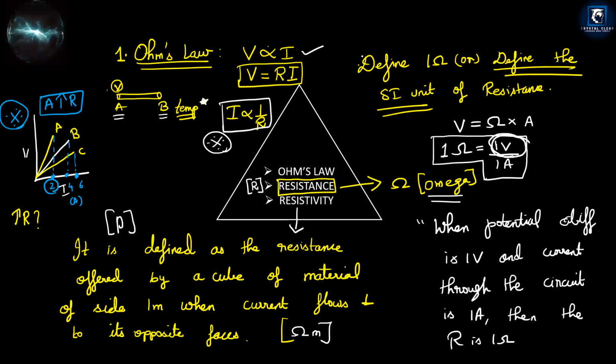This is another important question. Define 1 ohm, or define the SI unit of resistance. You have to define the SI unit of resistance. Don't write "SI unit of resistance is ohm." That is wrong. When they are asking to define, I'll double underline, define the SI unit of resistance.